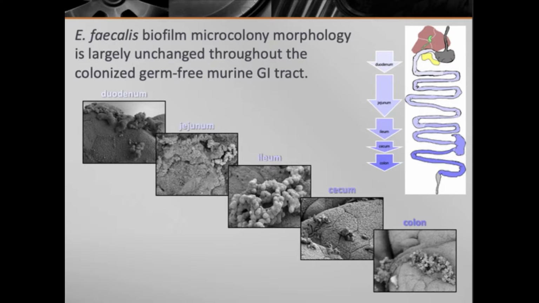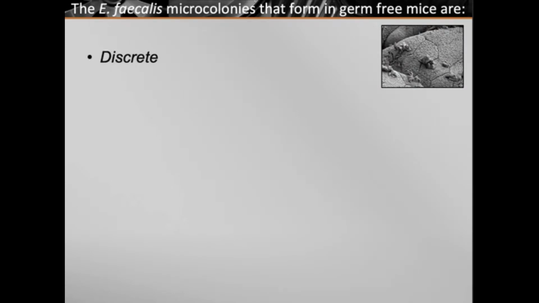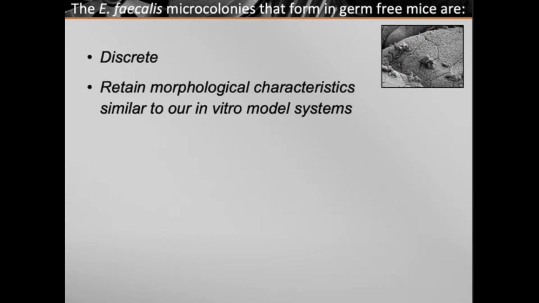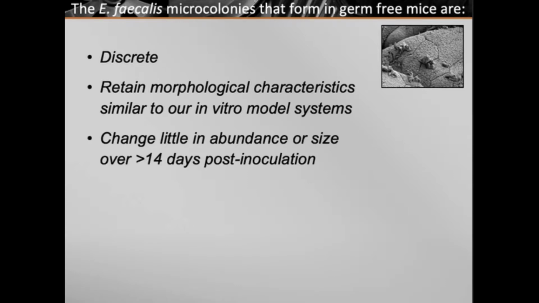Now this changes if you start putting in other bugs. If you give them competition, that changes. But overall, they appear to not really care where they are in the absence of any competition. So you have these discrete little colonies, okay? They look like the stuff we see in vitro. Do I know that they're biochemically exactly the same? No, haven't done that stuff yet, but they look the same. That's actually old data. They look the same over 35 days. The microcolonies stay the same size, roughly, from a few dozen to a few hundred cells.